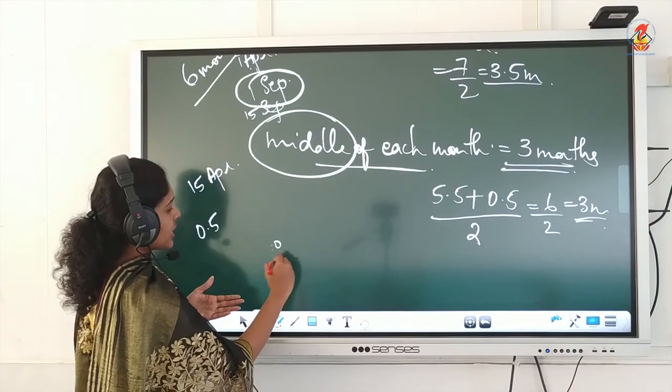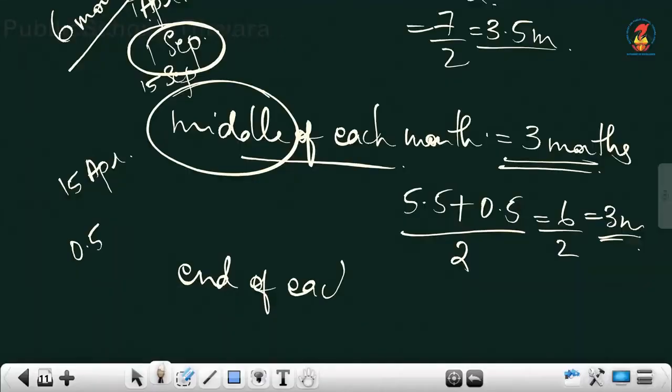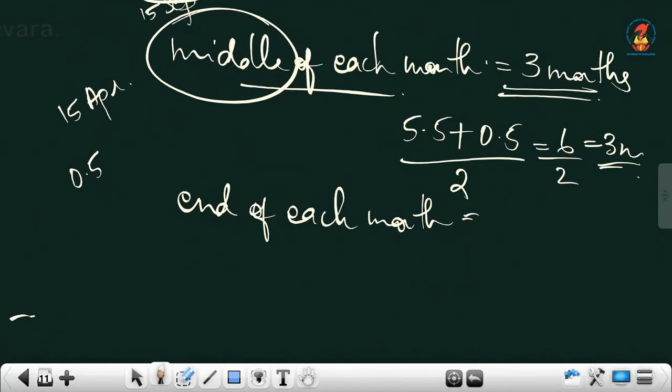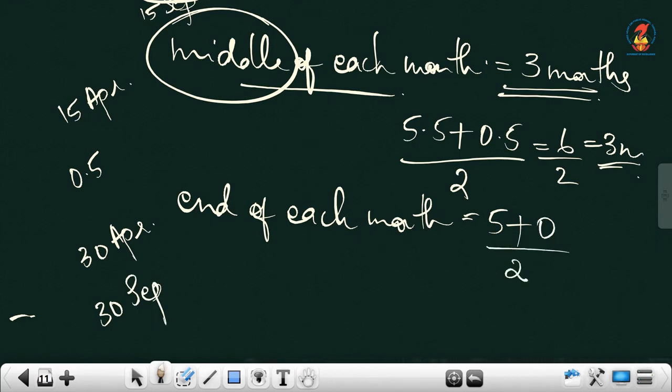Then next is end of each month, considering only 6 months again. This is the third subhead under the 7th case, where the number of months left after the first withdrawal matters. End of each month means the first withdrawal will be on 30th April. After that we have how many months? 5 months more. Then the last withdrawal will be on 30th of September. You can count and take. Then it will be 0. So it is 2.5 months.